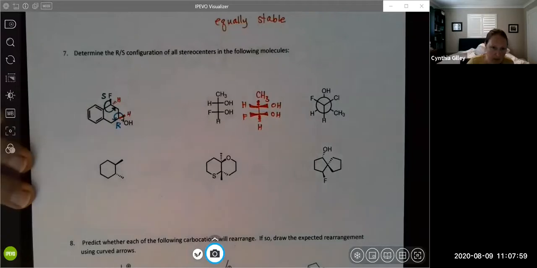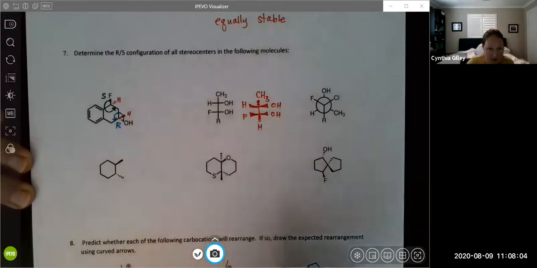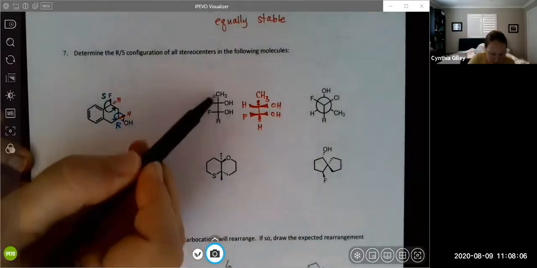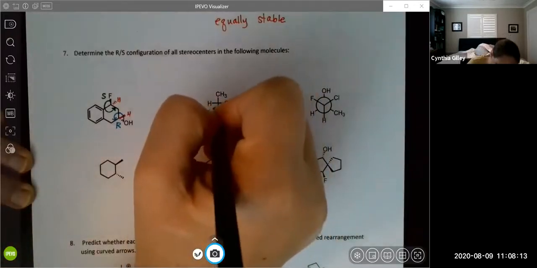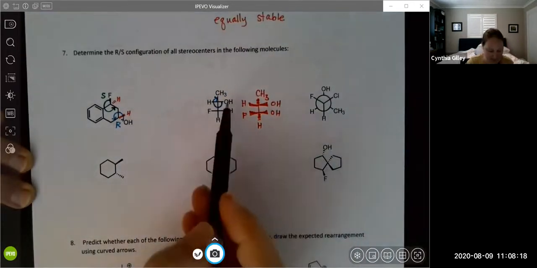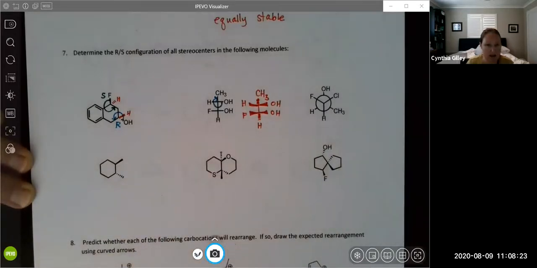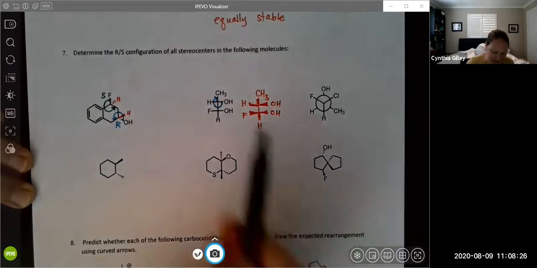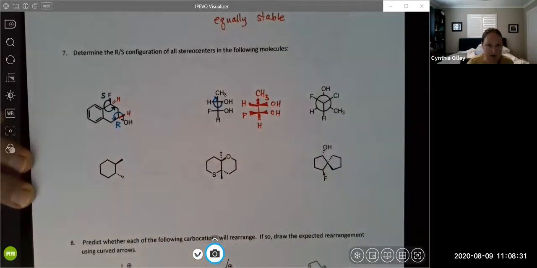So this is important to keep in mind when we're determining R and S here. For the top one, priority group 1 is the OH. Between these 2 carbons, this has a higher priority than this one. And this is priority group number 4, so we don't worry about it. So we go from 1 to 2 to 3. That's why I drew the arrow in a clockwise manner. But with the hydrogen coming out at us, and we know that it is because it's on the horizontal, then we flip it, so this is actually S.